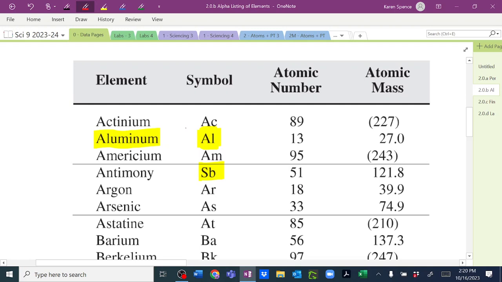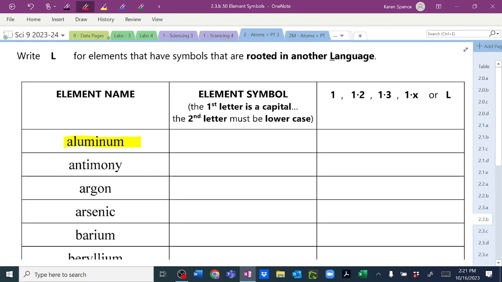Now I want you to take notice of this. What do you notice about the first letter? What kind of letter is it? It's a capital. And the second letter is a lowercase. So it's always going to be the case that if there is more than one letter, the first one will be a capital, the second one will be lowercase. So we would then go here, and we would say we have aluminum, Al.